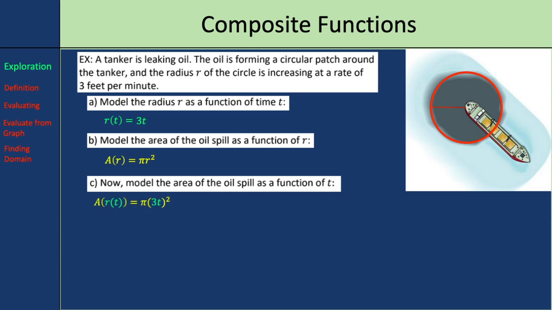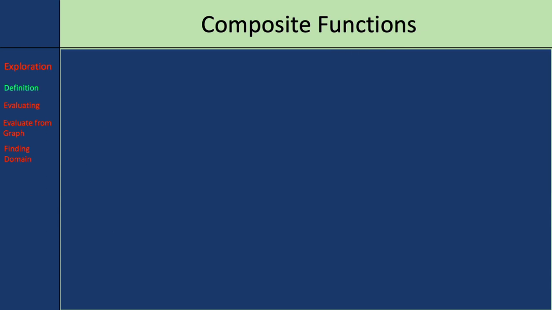So now you have area as a function of the radius as a function of time, which gives you the area as a function of time, which is pi times (3t) squared. I replaced r with 3t because that's what r is. That's the function for r. So that is what composition of functions is. Okay, you're putting functions together.